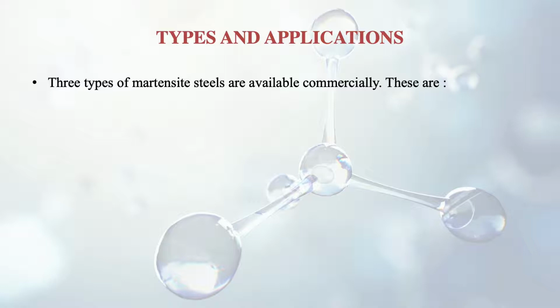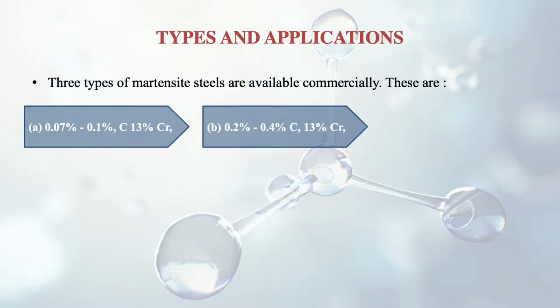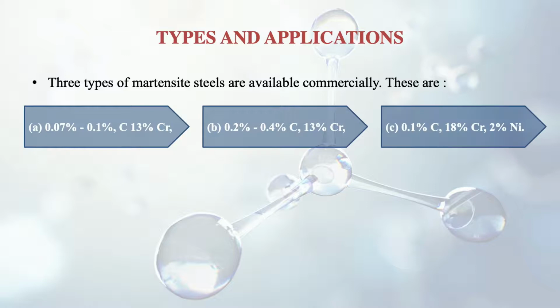There are three types of martensitic steels available commercially. You can see the difference between these is only on the basis of the carbon percentage and the chromium percentage. First, 0.07% to 0.1% carbon and 13% chromium. Then 0.2 to 0.4% carbon is the second one, with 13% chromium, and the third one is 0.1% carbon only, with chromium 18% and nickel also coming in as 2%.